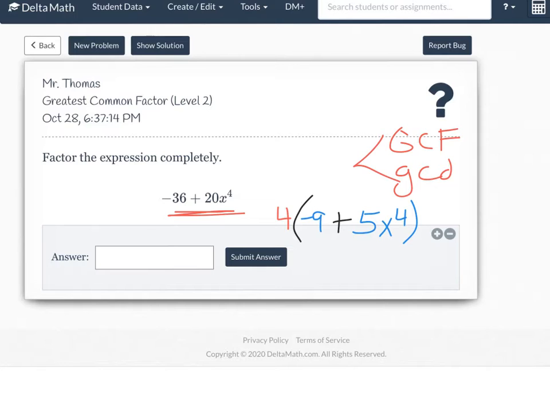Now, what a lot of people will teach, and what I prefer as well, is whenever this lead term is a negative, go ahead and take out a negative. So really, what I have written is correct, but my personal preference, and for a lot of textbooks, and you may have to see this in the homework too, since that lead term again is a negative, take out a -4, which is now going to make that 9 a positive, and that 5 become a negative.